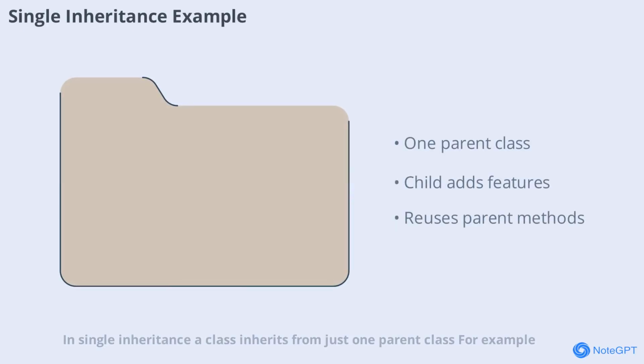In single inheritance, a class inherits from just one parent class. For example, consider an Animal class with a method eat and a Dog class that extends Animal and adds a bark method. When you create a Dog object, it can both bark and eat, demonstrating how the child class inherits the parent's behavior while adding its own unique features.